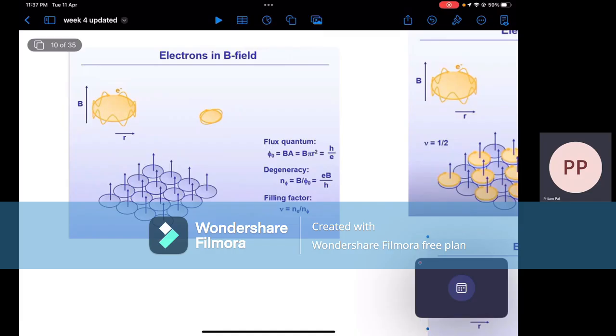Please try to remember all the formulas that I'm highlighting, because that will help you to solve the assignment questions. I mean, at least you will get the idea. So these are very important.